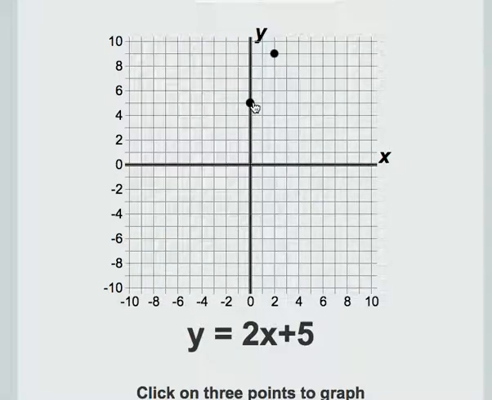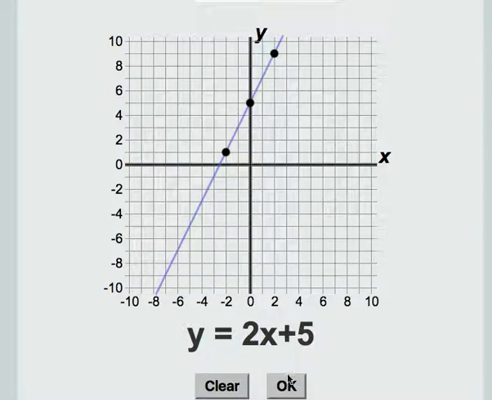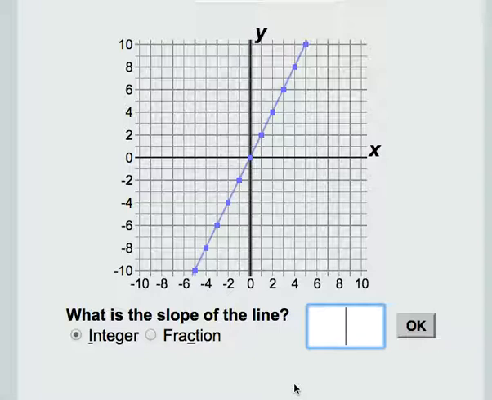Now we need to have a third point, so the gradient still needs to be 2, so let's go down 1, 2, and go across. So we've got that line. We've got a line with 3 points, and let's check that that's okay, and yes, it was. So let's have a look at the next one.